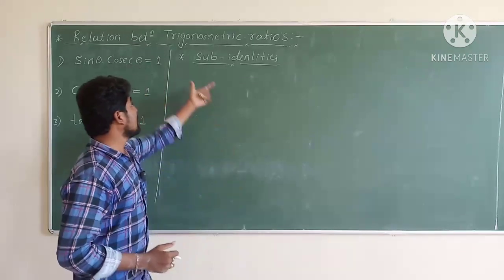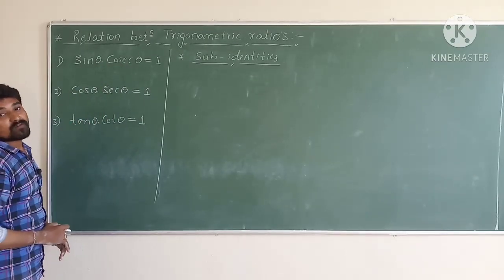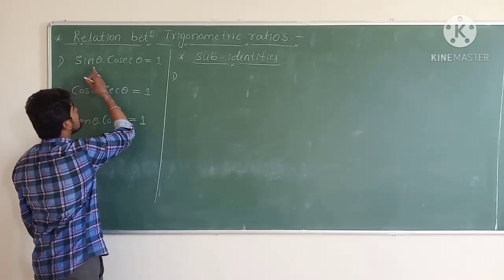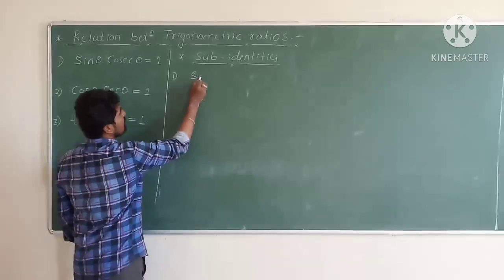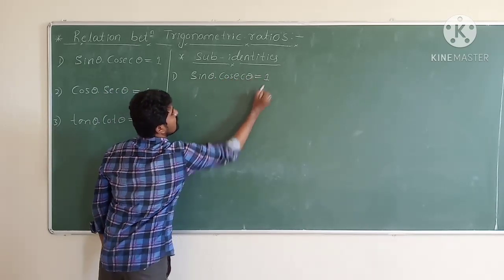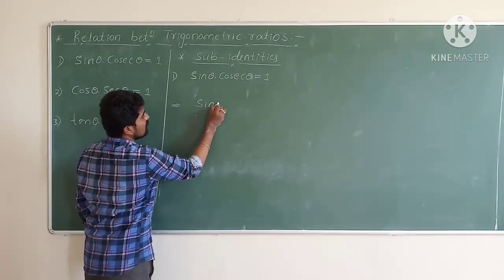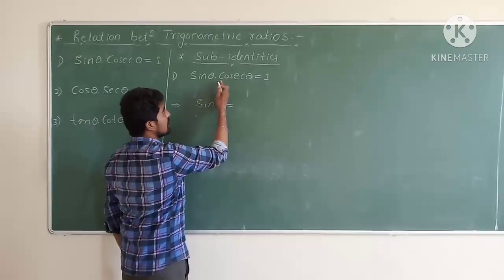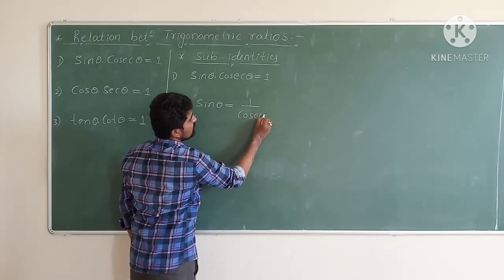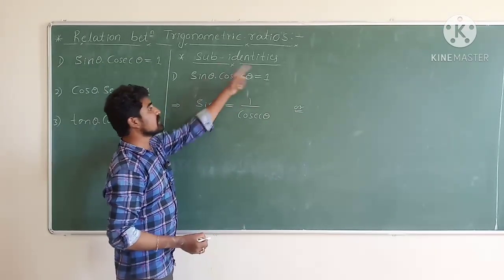Now sub-identities: from these relationships between trigonometric ratios we may write some more identities. Let us observe. The first relation is sin theta into cosecant theta is equal to 1. So we may write sin theta is equal to 1 divided by cosecant theta, and cosecant theta is equal to 1 by sin theta.